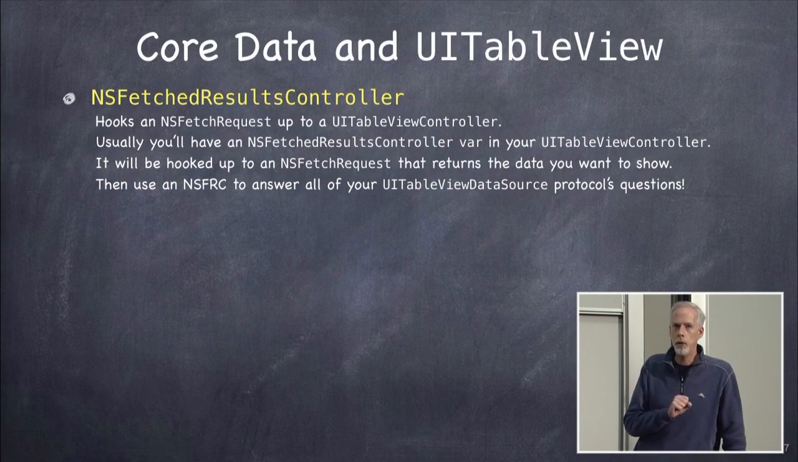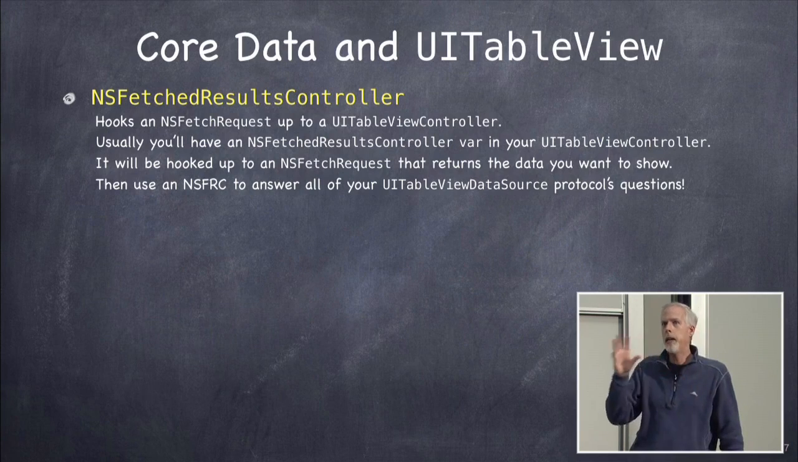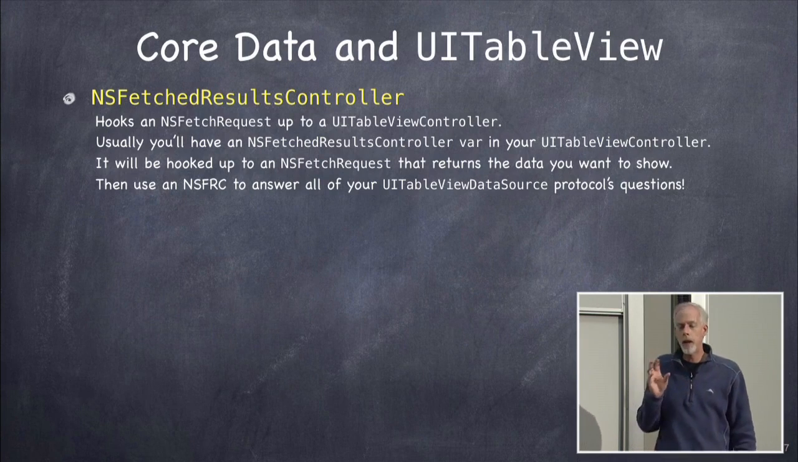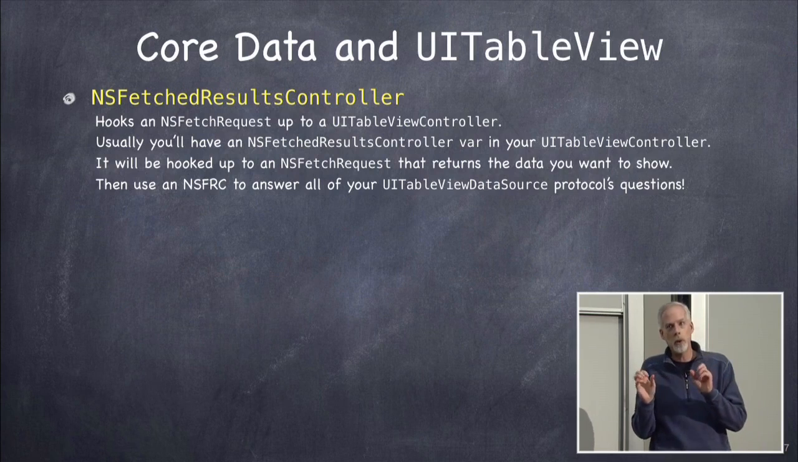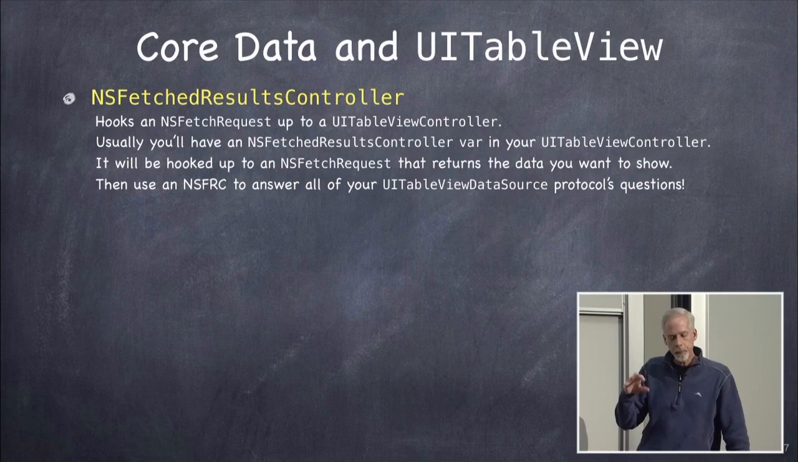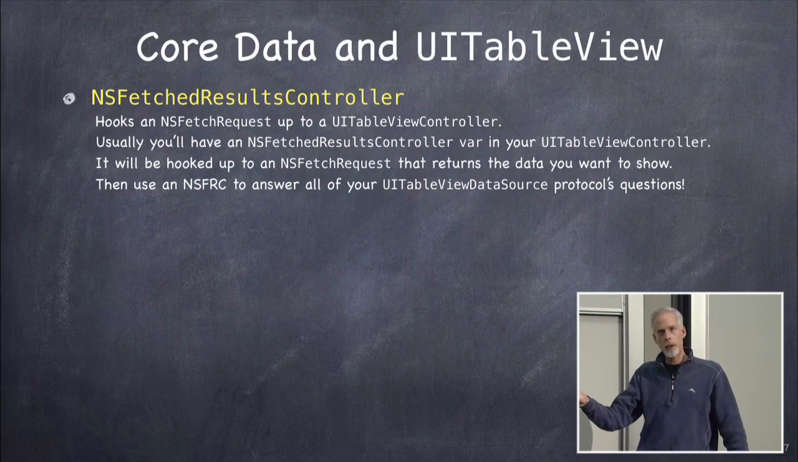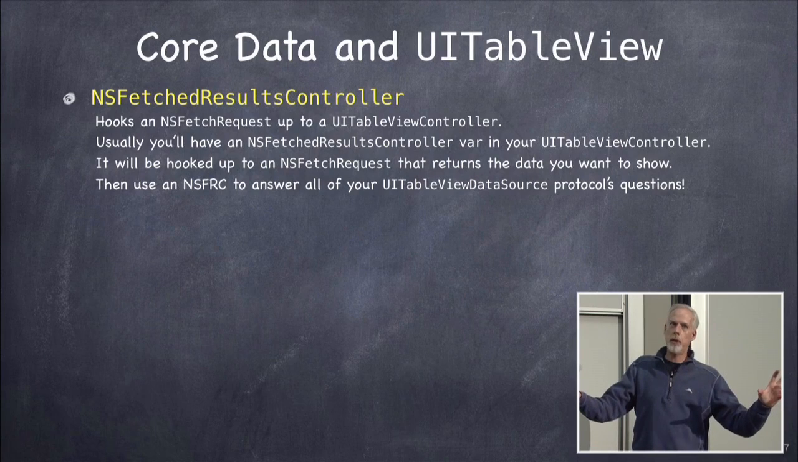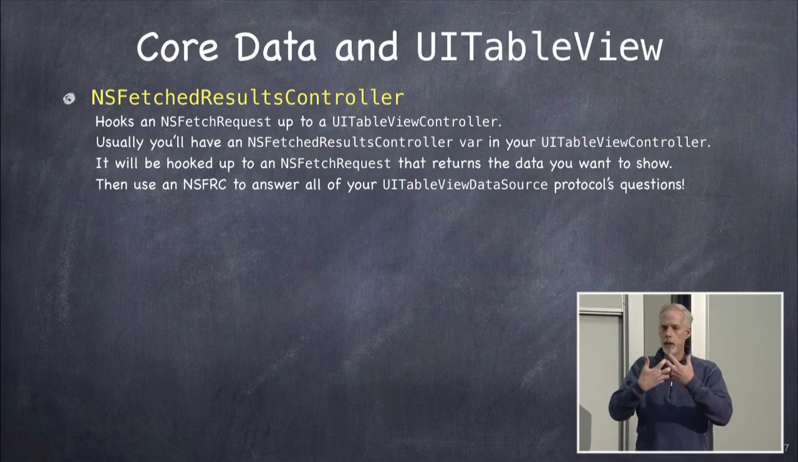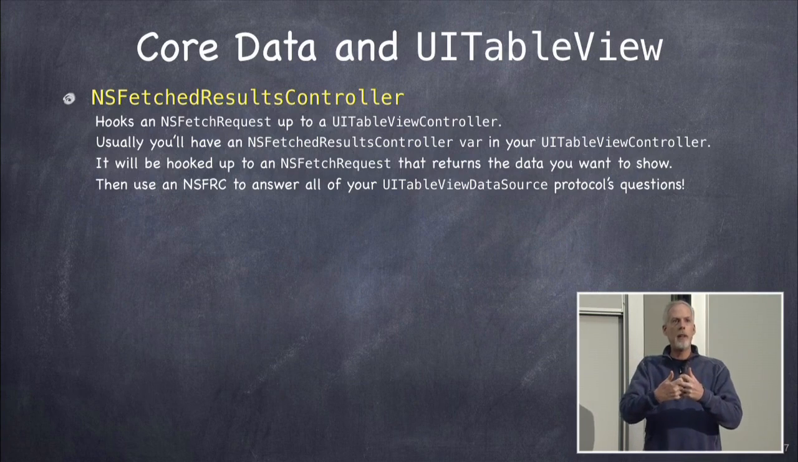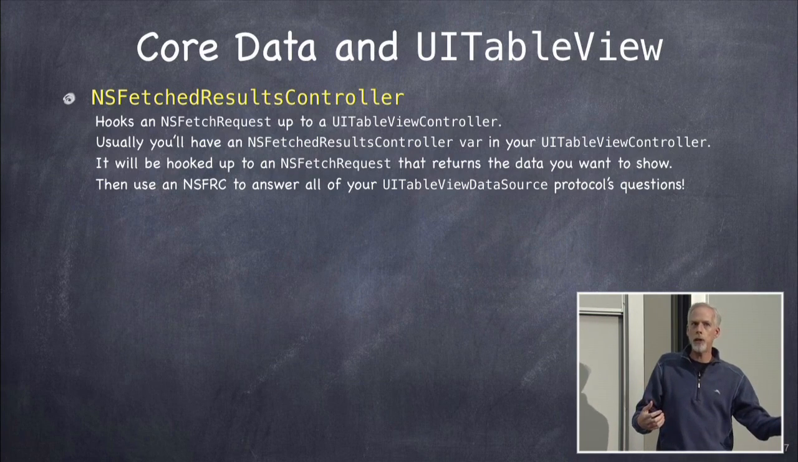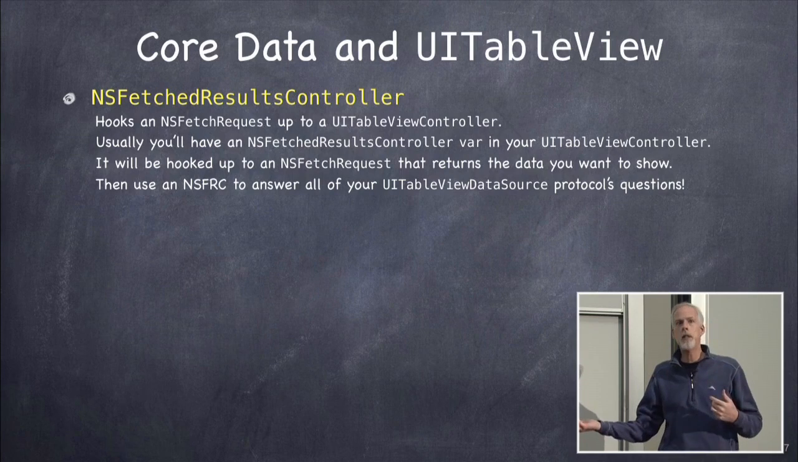This is not a view controller. This is a controller that controls core data and UI table view talking together, but it's not NSFetchedResultsViewController. All this NSFetchedResultsController does is it hooks up an NSFetchRequest that you create to a UI table view. And it hooks them up in such a strong way that if anything changes in the database that would cause that fetch request to return different results, it updates the table automatically. You don't have to do anything.